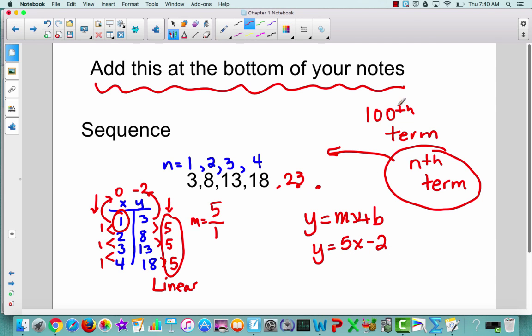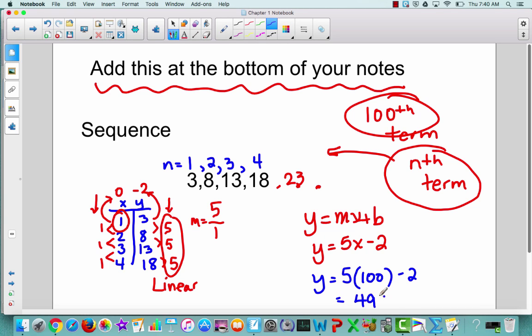If I want the 100th term, that means n or x is 100. So I'm going to do 5 times 100 minus 2, and that's going to give me 500 minus 2, which is 498. 498 would be the 100th term of the sequence.